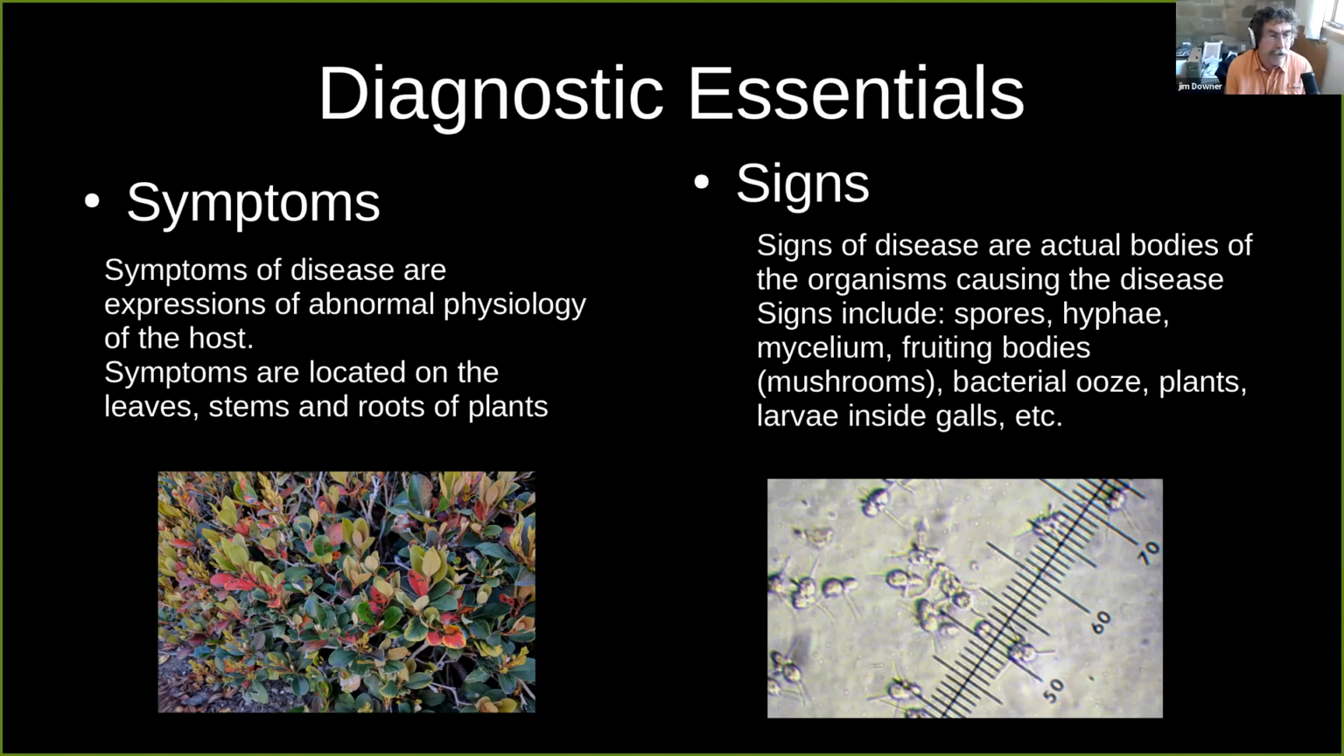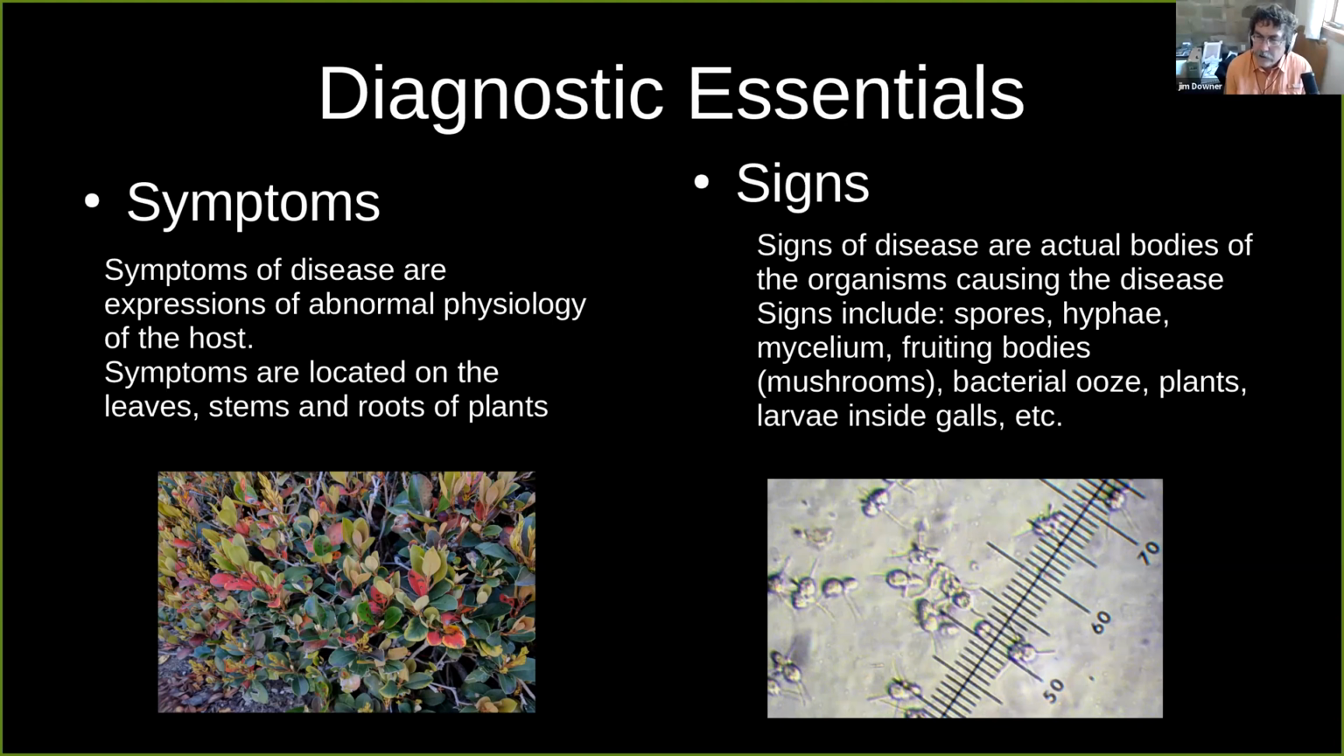Like in the case of this Raphiolepis, the leaves are turning red and they have brown spots on them. And so those are physiological changes brought on by hormones that are upregulated in the plant that turn the foliage red, and the pathogen killing some of the cells.